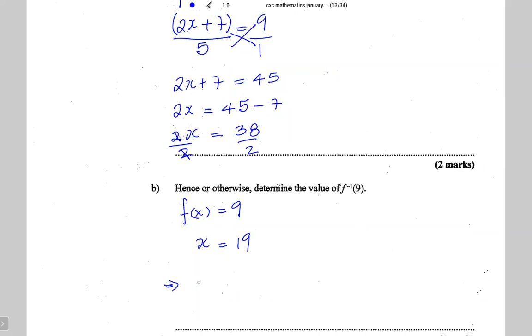Therefore, this is my answer. F inverse of 9 would be equal to 19. Ladies and gentlemen, we're asked to hence or otherwise determine the value of f inverse of 9. I use the fact that f inverse of 9 is the solution of the equation f of x is equal to 9. So whatever the solution of the equation f of x is equal to 9, that is the value of f inverse of 9. So f inverse of 9 is 19.